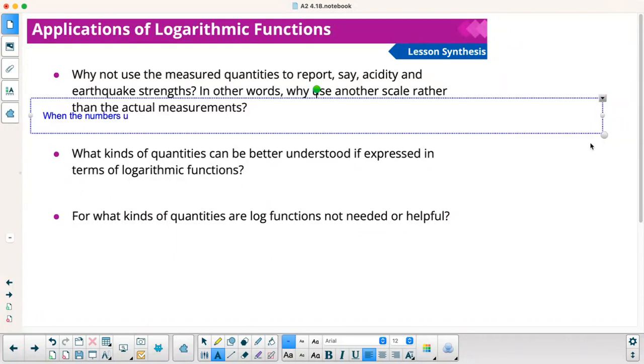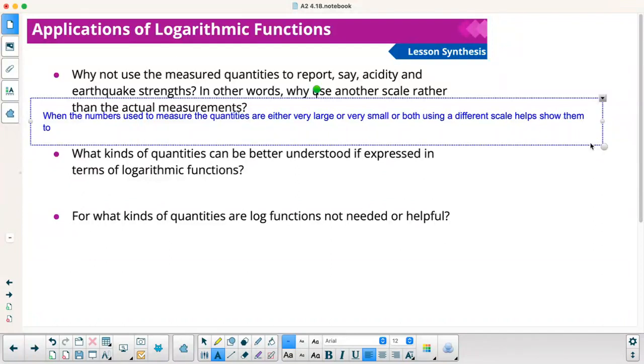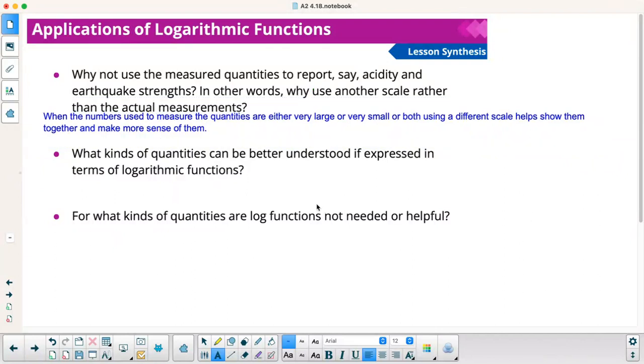when the numbers used to measure the quantities are either very large or very small, or both, I guess, using a different scale helps show them together and make more sense of them. Okay, so you had those like 10 to the negative power. It was like such a small decimal. Didn't really make much sense.